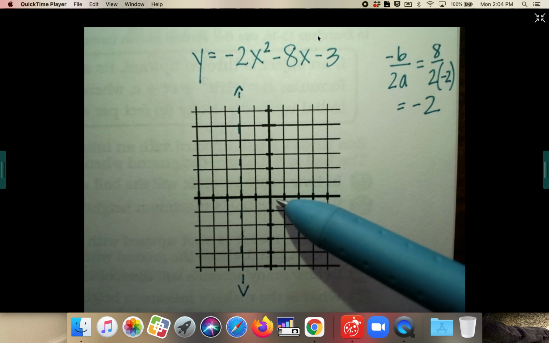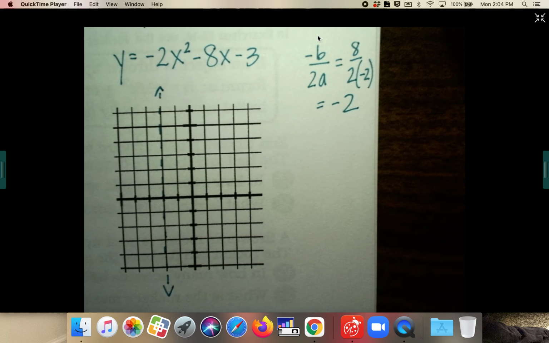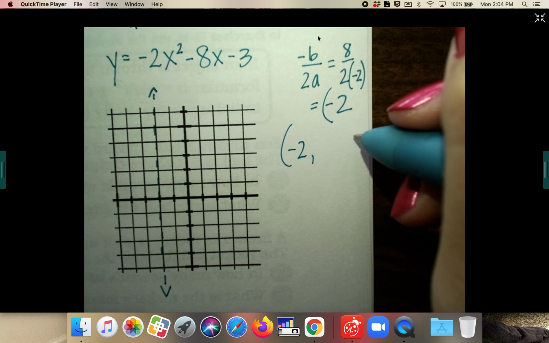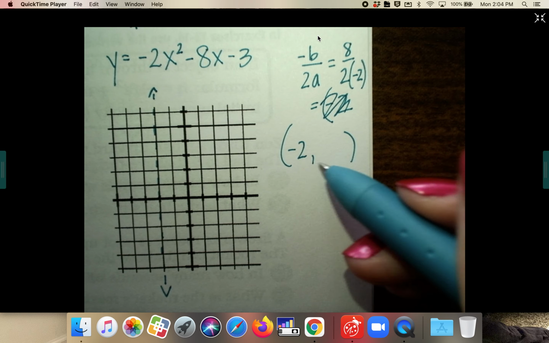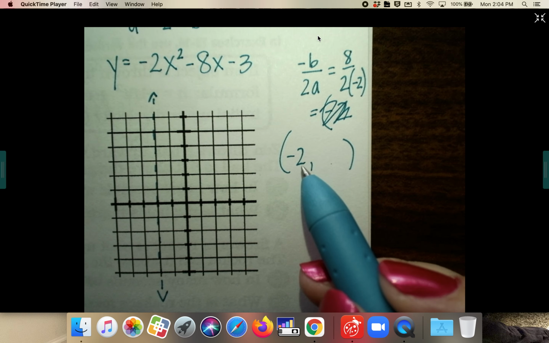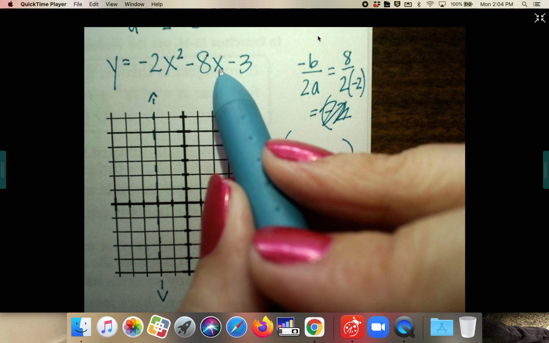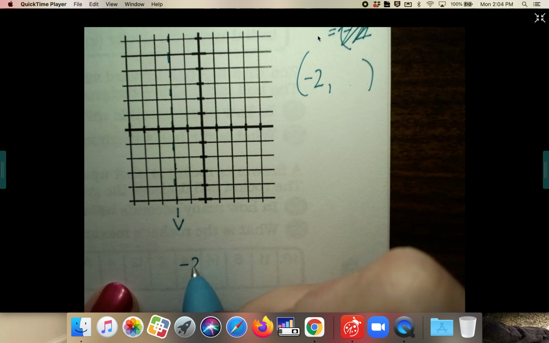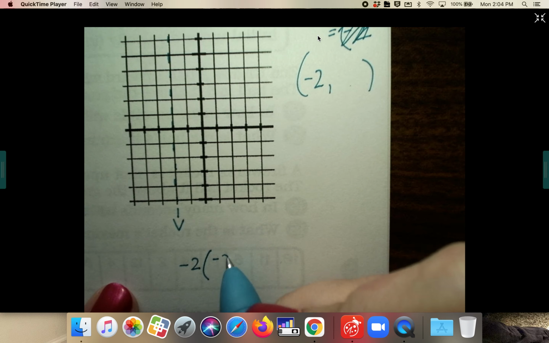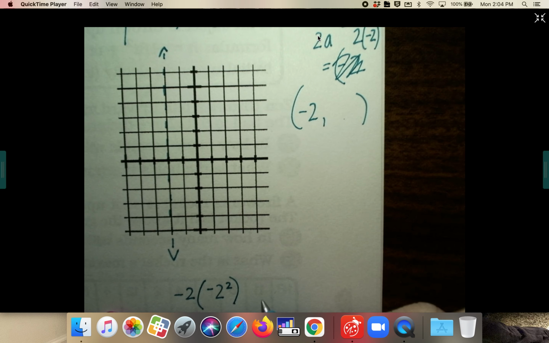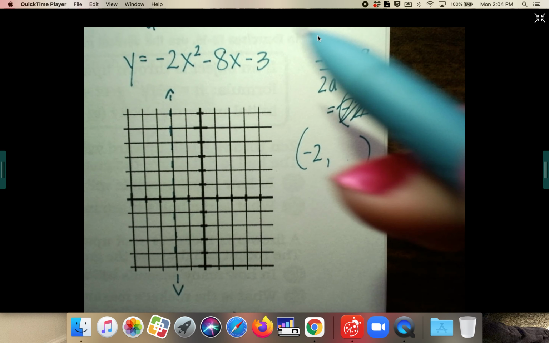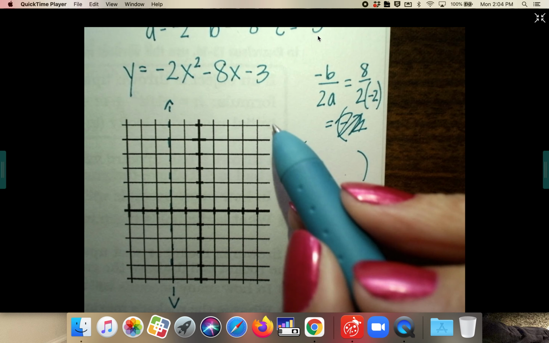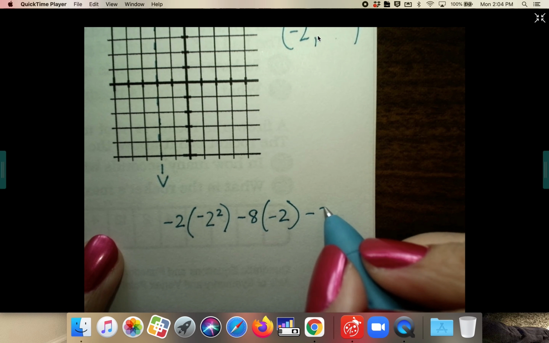All right, I'm halfway to finding my vertex. I've got half of the answer. I need to find the other half by plugging negative 2 in to these x's and solving it. So it is negative 2 times negative 2 squared minus 8 times negative 2 minus 3. That's a lot to do.